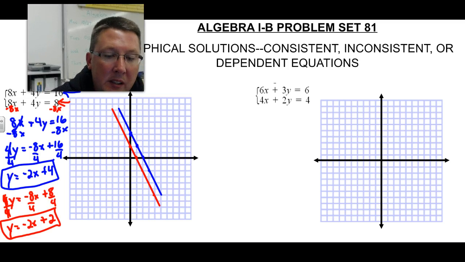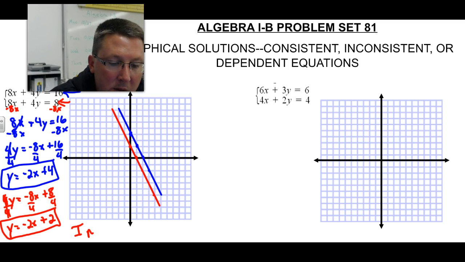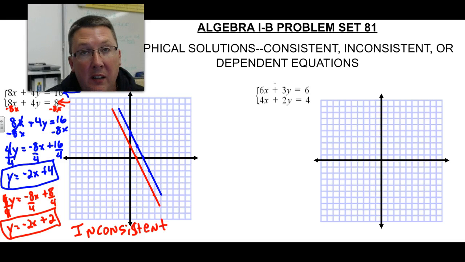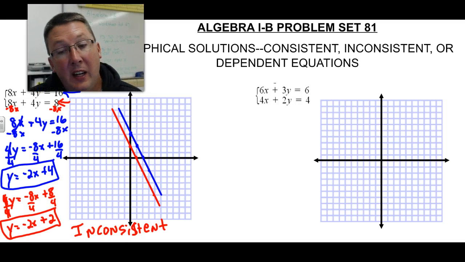And when two lines are parallel, this is called inconsistent equations. There's no solution to this problem. Inconsistent. Learn how to spell. Inconsistent equations. They are parallel. They'll never touch. Okay? Third problem here, final problem.